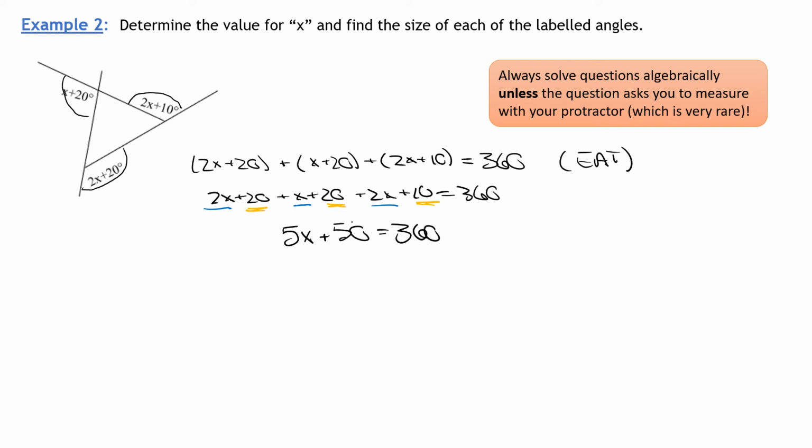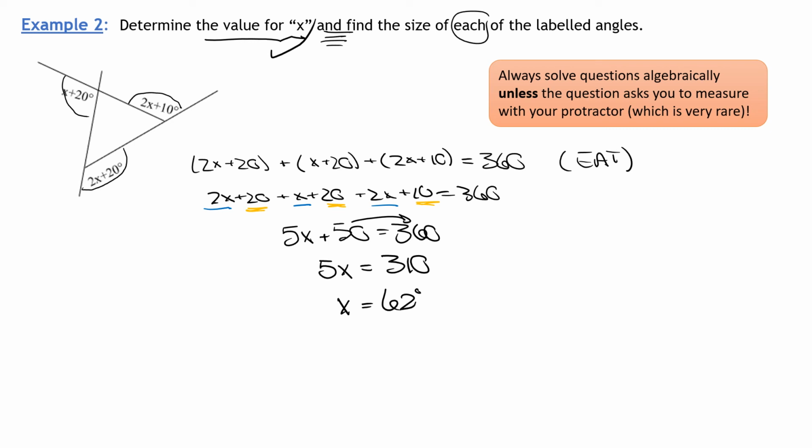Now we're going to bring this 50 over by subtraction. I'm going to subtract 50 from both sides. That gives me 5x equals 310. And to isolate x, I divide both sides by 5. x equals 62 degrees. Nice. Question said determine the value for x. Did it. Done. And find the size of each of the labeled angles.